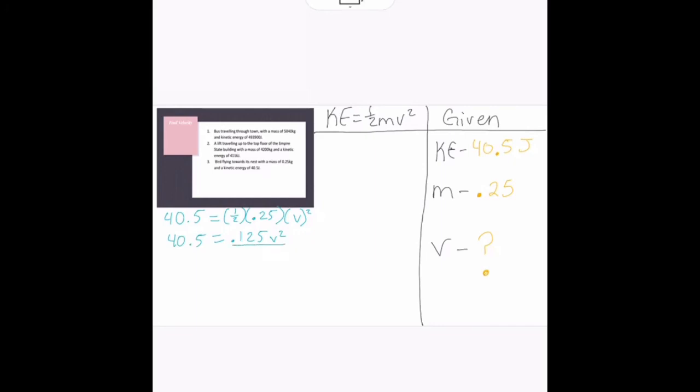And when we divide both sides by 0.125, remember, because we want to isolate this variable, you end up with 40.5 divided by 0.125 is 324 equals V squared. And then we take the square root because that's the opposite of squaring, and we end up with V equals 18. And this is your answer for number 3 for solving velocity.